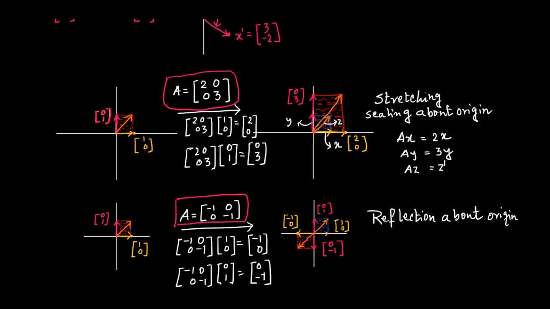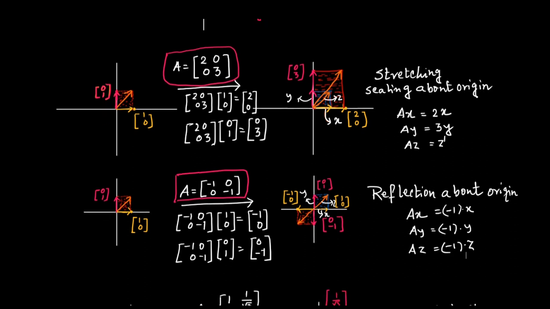If I think in that way, here also I can write ax. X is the yellow one, y is the pink one, and z is the new third one. So ax will be equal to minus 1 into x. Ay will again be minus 1 into y. And az will again be minus 1 into z. So all three vectors are lying in the same span. In the previous case, out of three, two were lying in the same span.